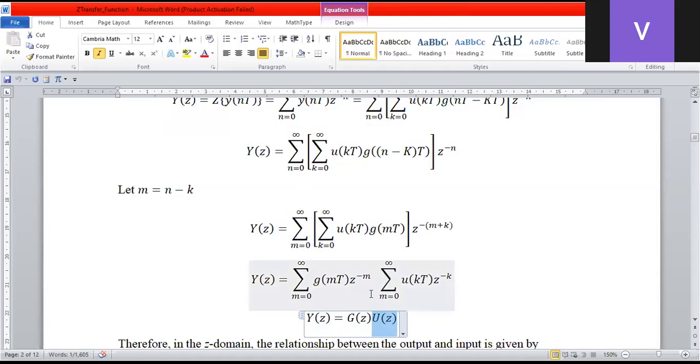So the summary of everything we've just done is to prove the relationship between the inputs U and the output Y in the discrete time domain. That's the basic idea why we are doing this.